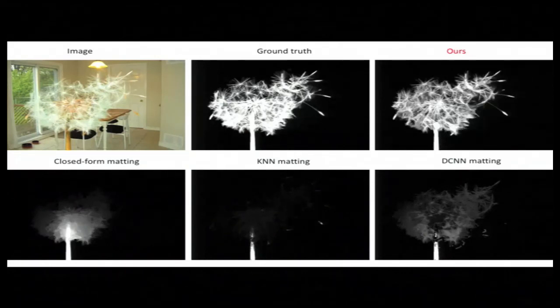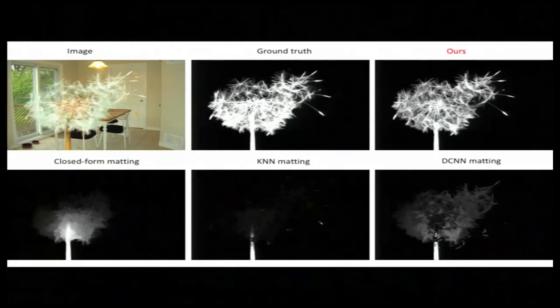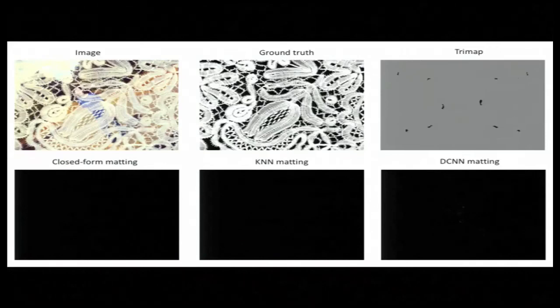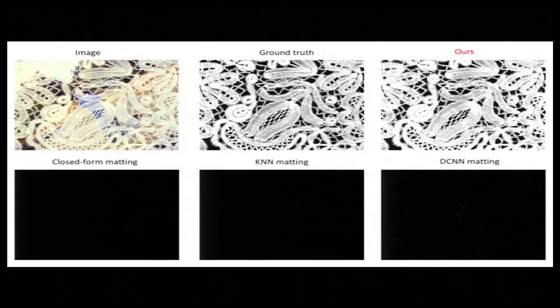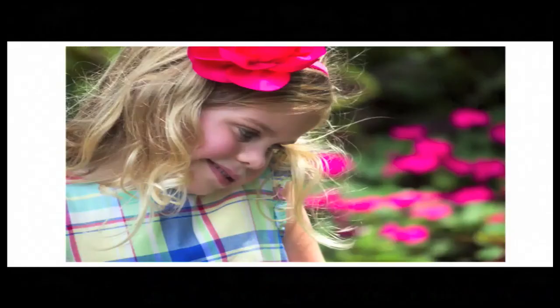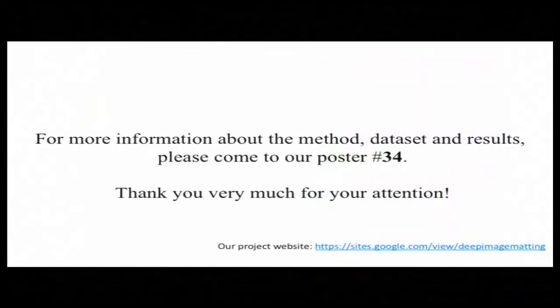And here's our result. We got a better result because our model understands semantics well, and it also learns the low-level structure information directly from the data. In the extreme case, the trimap doesn't have any unknown regions or any known foreground regions, and previous methods just get nothing, and here's our result. That's also the similar reason for the better performance. Similarly, for this transparent case, our model still gets better results. And remember this image I showed at the beginning of the presentation, where previous methods got very bad results, and here is our result. For more information about our method, dataset, or results, please come to our poster 34. Thank you very much for your attention.